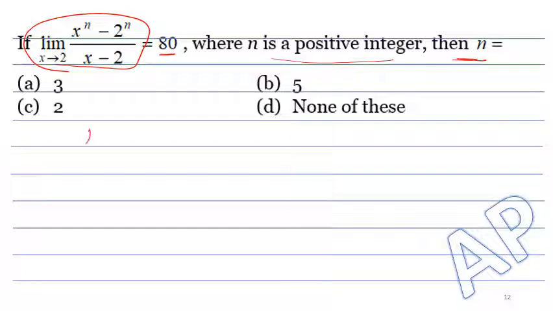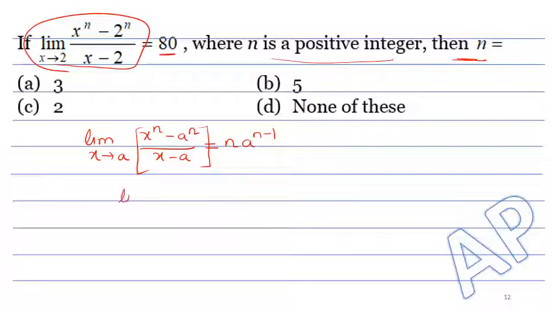We know that the limit as x tends to a of x to the power of n minus a to the power of n by x minus a is equal to n a to the power of n minus 1. This is a standard result. The limit as x tends to a of x to the power of n minus a to the power of n by x minus a is n a to the power of n minus 1. Here it is given that it is 80.